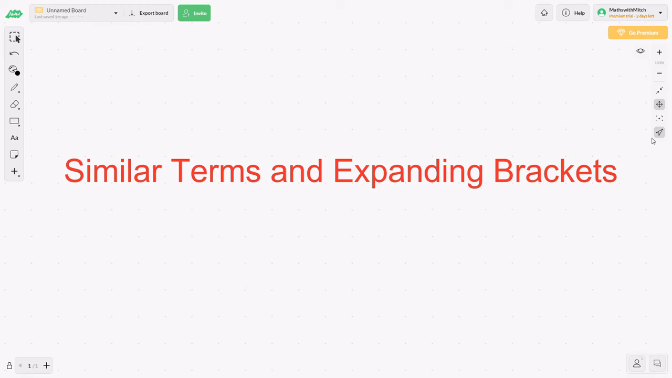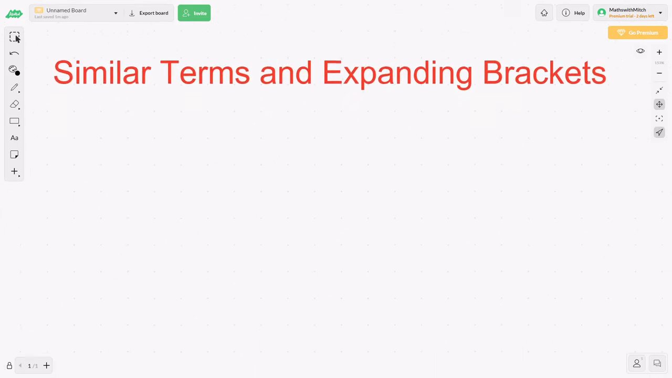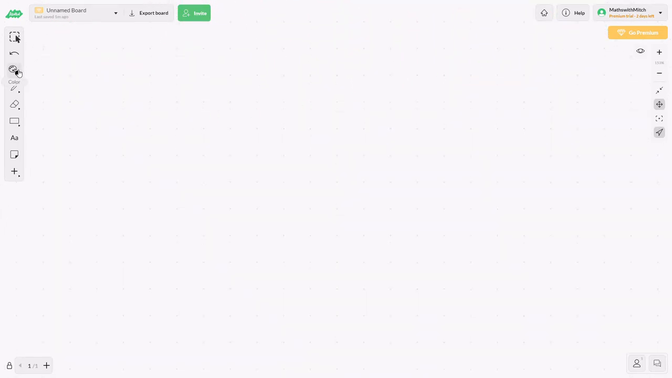Today we're going to be looking further into our series on algebra and talking about similar terms and expanding brackets. Now in the last video we talked about collecting like terms and what a term was.